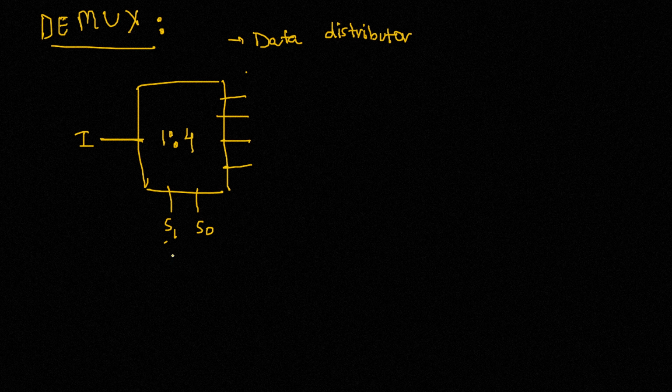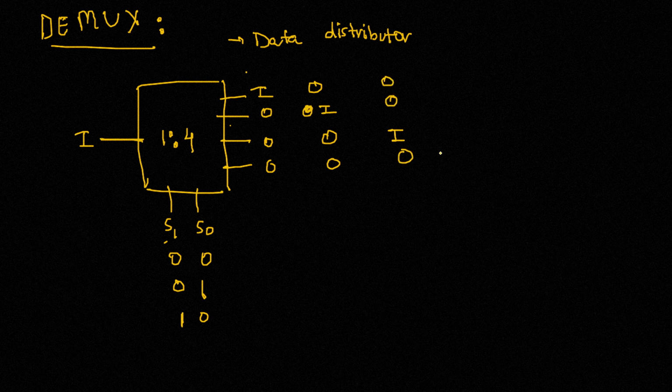Right. So if S1 and S0 are 0 and 0, the input comes out from the first output line and the others all get 0. Then if we have 0 and 1, the output comes out from the second output line alone and the others get 0 as the output. Similarly, 1 0 gives the output I from the third output line and the others get 0 as the output, and similarly for 1 1 the output is from the last output line.